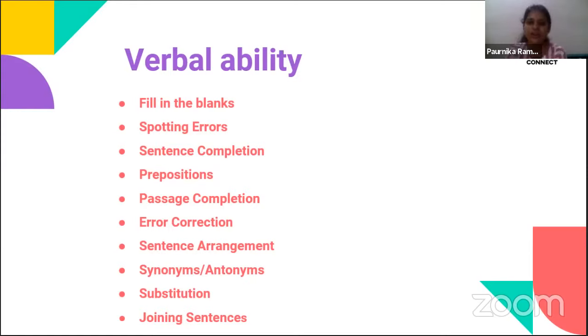Substitutions. You'll be given a sentence and you'll be asked to substitute the given sentence for a given word. So that is about substitutions. And again, joining sentences, you have to have a great knowledge on subject and predicate to solve joining sentences.